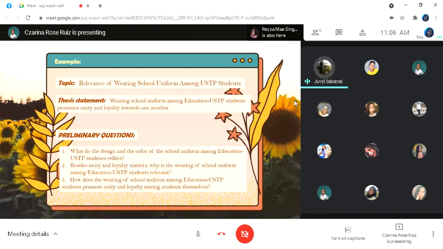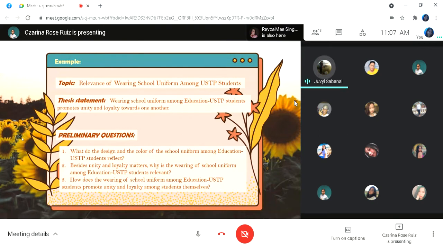And here is the example. The topic is the relevance of wearing school uniforms among USTP students. Thesis statement: wearing school uniforms among education USTP students promotes unity and loyalty toward one another. And the preliminary questions: what do the design and color of the school uniform among education USTP students reflect? Second, besides unity and loyalty matters, why is the wearing of school uniforms among education USTP students relevant?